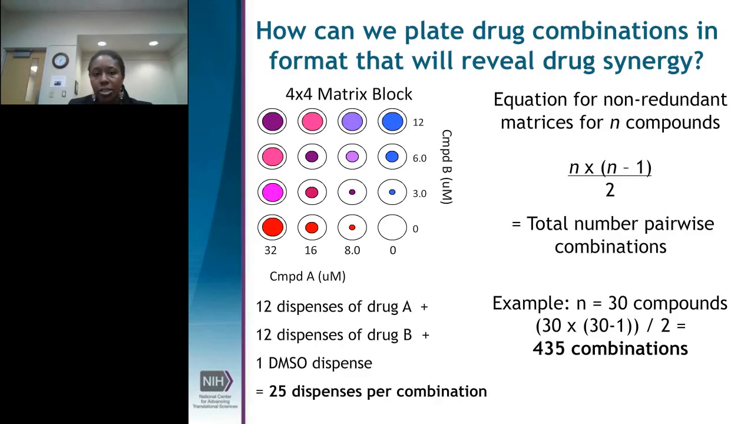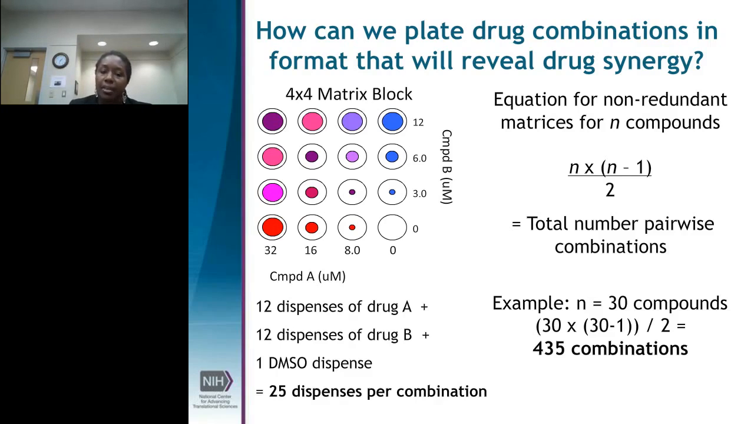So if you were trying to do this in a systematic way, say we wanted to test multiple compounds all in combination with each other, you can see how this could get to be a really, really large experiment that would require a lot of resources and time for actual compound plating in this format.